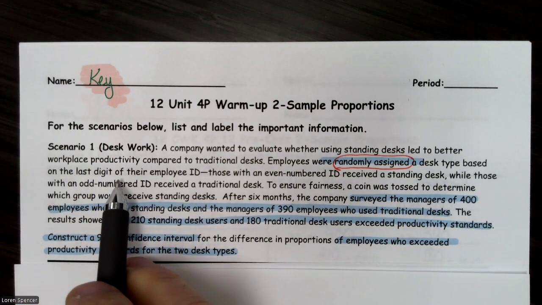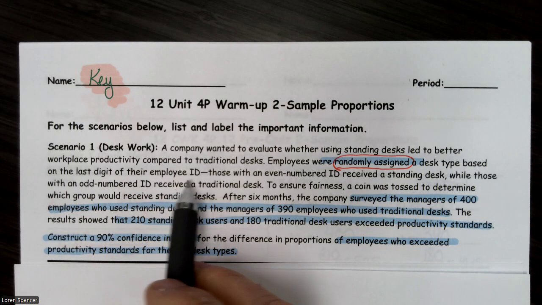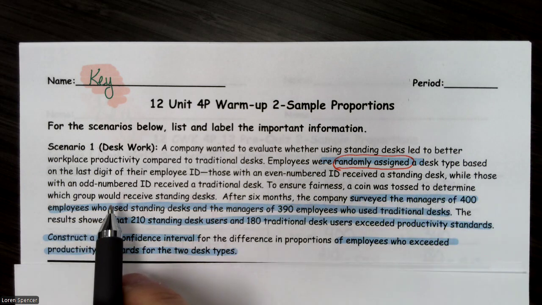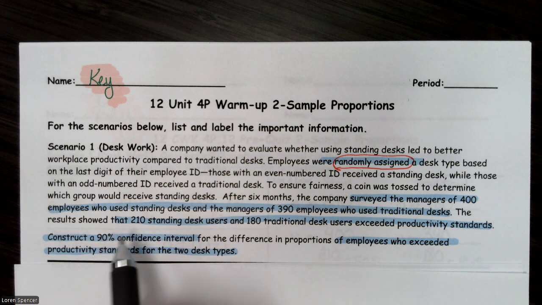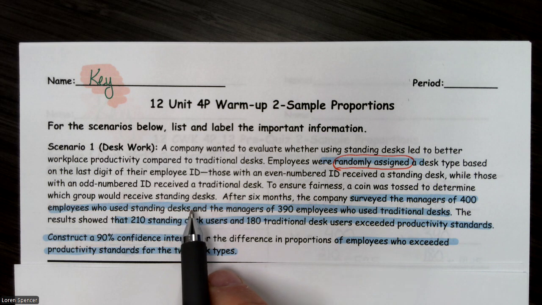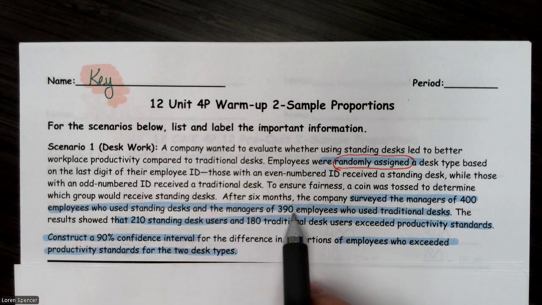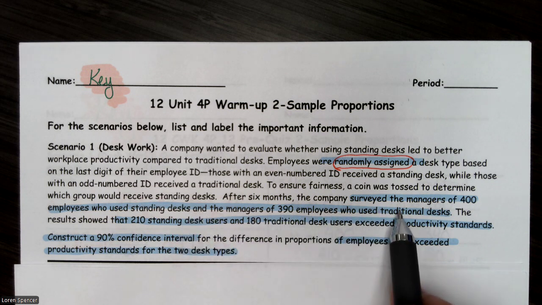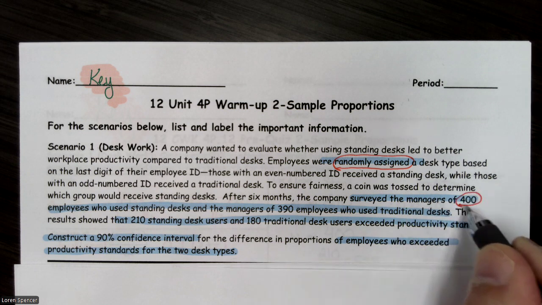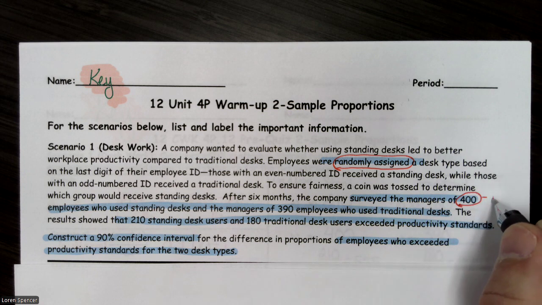A desk based on the last number of their employee ID. Those with an even number received a standing desk, while those with an odd number received a traditional desk. To ensure fairness, a coin was tossed to determine which group would receive standing desks. After 6 months, the company surveyed the managers of 400 employees. All right, that sounds like a sample size.